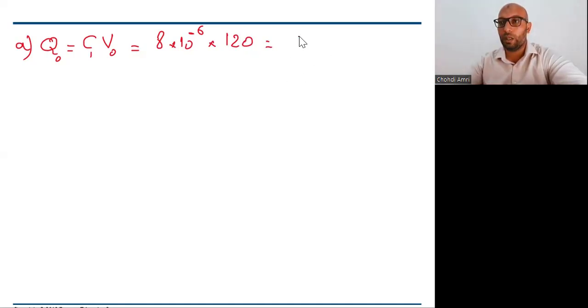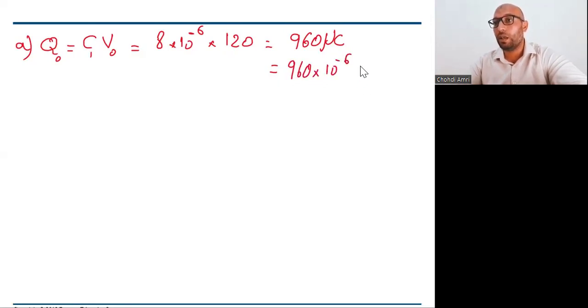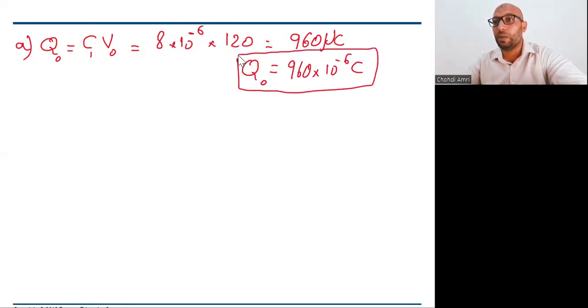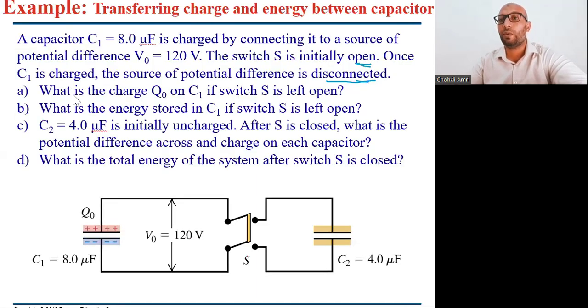It's going to be 960 microcoulomb. So that means times 10 power minus 6, or we can say 960 times 10 power minus 6, and the unit is coulomb. So this is the initial charge of the capacitor after it has been charged. Okay, let's move to question B.